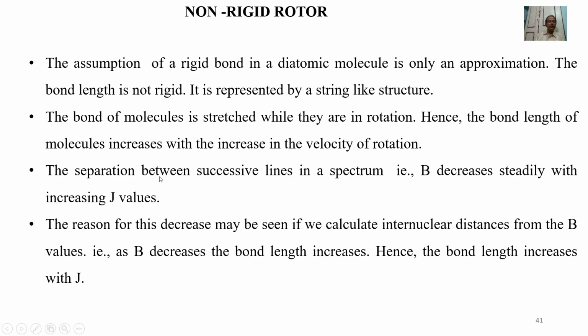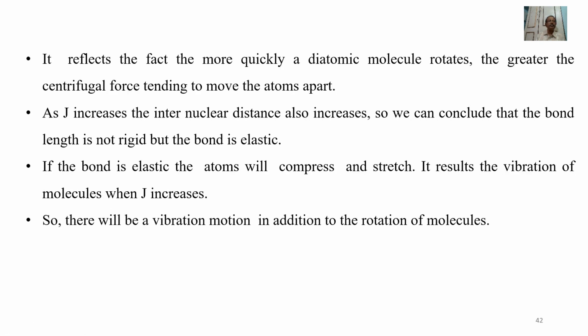The separation between successive lines in the spectrum, that is B, decreases steadily with increasing J values. The reason for this decrease may be seen if we calculate internuclear distances from B values. That is, as B decreases, the bond length increases. Hence, the bond length increases with J. It reflects the fact that the more quickly a diatomic molecule rotates, the greater the centrifugal force tending to move the atoms apart. As J increases, the internuclear distance also increases. So we can conclude that bond length is not rigid, but the bond is elastic.